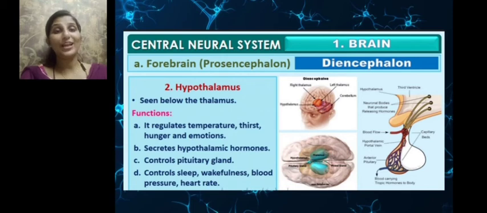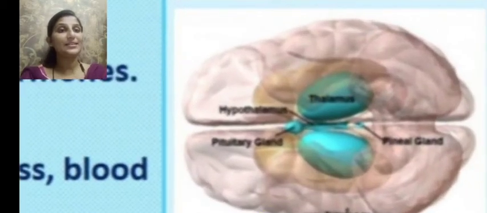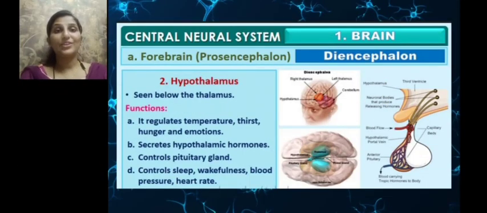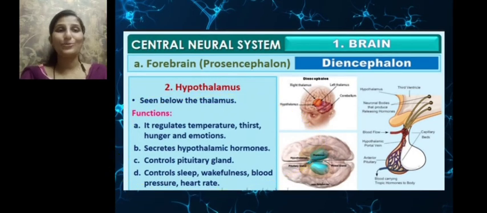Next is the hypothalamus, which is also a part of the diencephalon. It is seen just below the thalamus. It regulates temperature, thirst, hunger, and emotions. It secretes hypothalamic hormones, which are very important for the endocrine functioning of the body, and controls the pituitary gland. The pituitary gland, called the master gland, is under the control of the hypothalamus. It also controls sleep, wakefulness, blood pressure, and heart rate. These are the different functions performed by the hypothalamus.